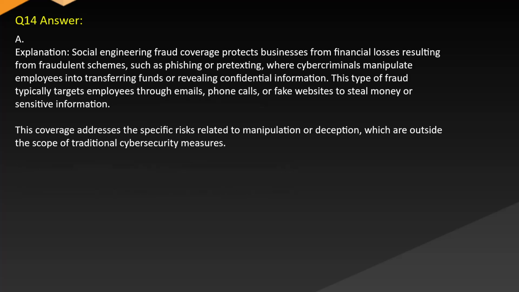Answer A. Explanation. Social engineering fraud coverage protects businesses from financial losses resulting from fraudulent schemes such as phishing or pretexting, where cybercriminals manipulate employees into transferring funds or revealing confidential information. This type of fraud typically targets employees through emails, phone calls, or fake websites to steal money or sensitive information. This coverage addresses the specific risks related to manipulation or deception, which are outside the scope of traditional cybersecurity measures.